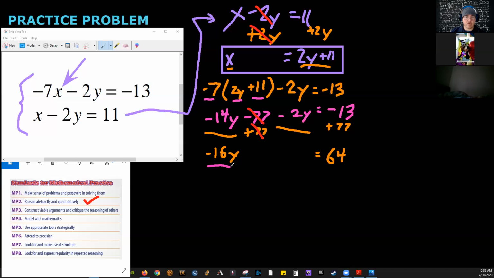So now I can divide both sides by negative 16. Again, just abusing our abstract rules, because anything divided by itself is equal to 1. And whatever I do to one side, I have to do to the other side. Just because it's an equation, we have to stay balanced. So what do we end up with? We end up with y equals 64 divided by negative 16. Positive divided by negative, so I have a negative answer, and I believe that would be negative 4.